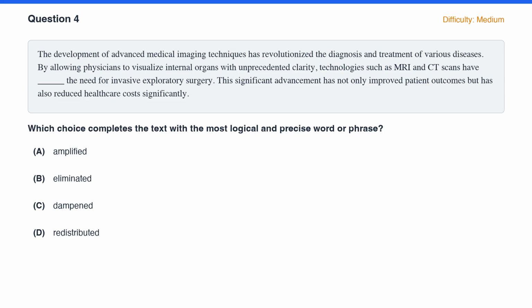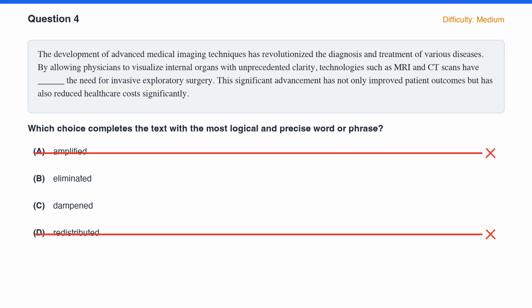Choices. Choice A, amplified, direction trap. Better imaging would not increase the need for surgery. Opposite direction, cross it. Choice D, redistributed. The need isn't being shuffled, it's being made unnecessary. Cross it. Choice C, dampened, closer. Dampened means weakened. But the passage uses strong language. Revolutionized, reduced costs significantly. A student who skipped the plug test in step 4 might pick this.